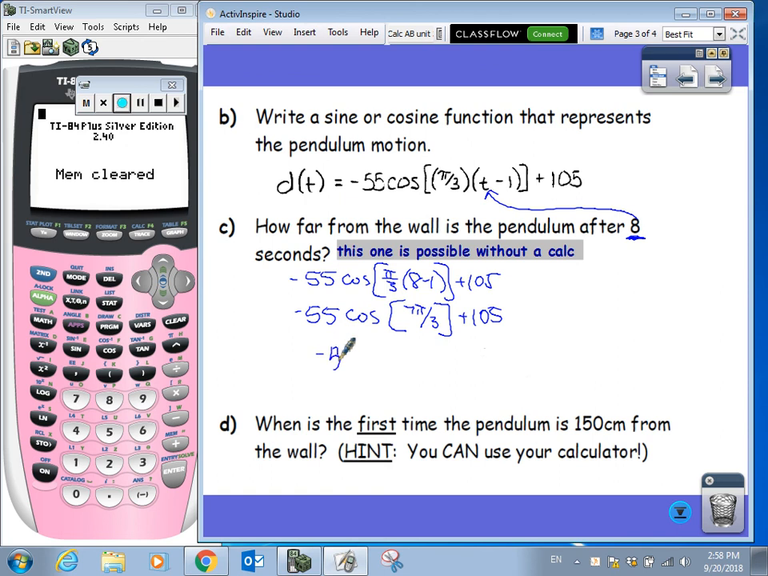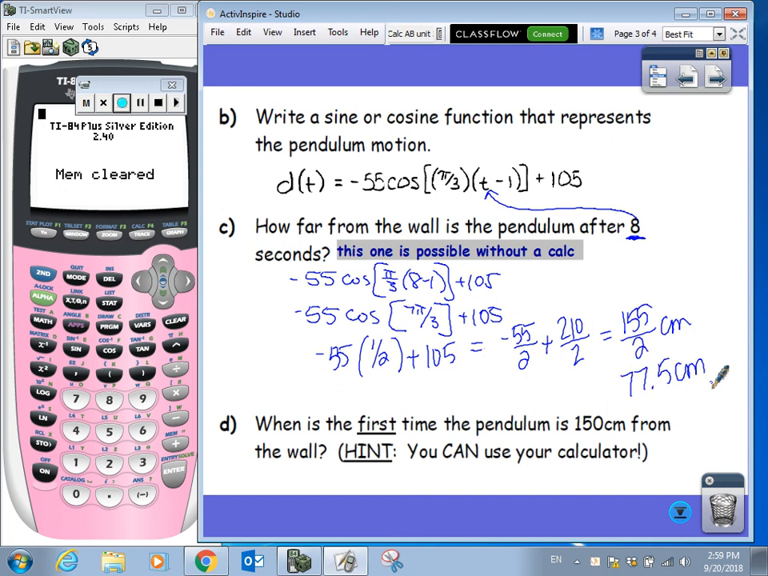So negative 55 times 1/2 plus 105. We could say that's negative 55 over 2 plus 210 over 2. So 155 over 2 centimeters, 77.5 centimeters. Either one of those would be correct. But we could also plug it into the calculator. That's also another option.